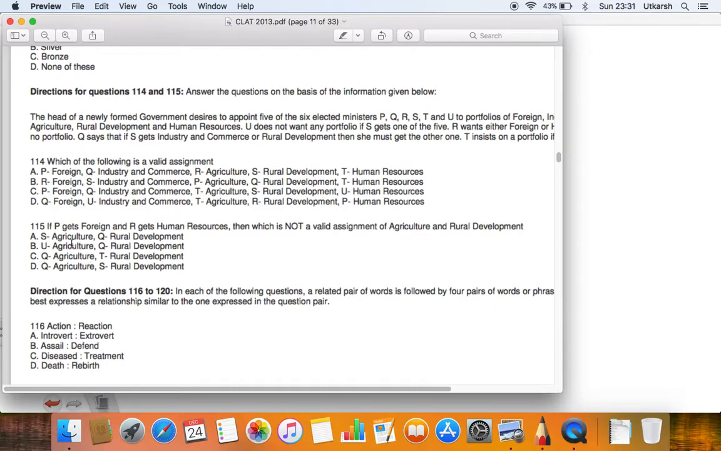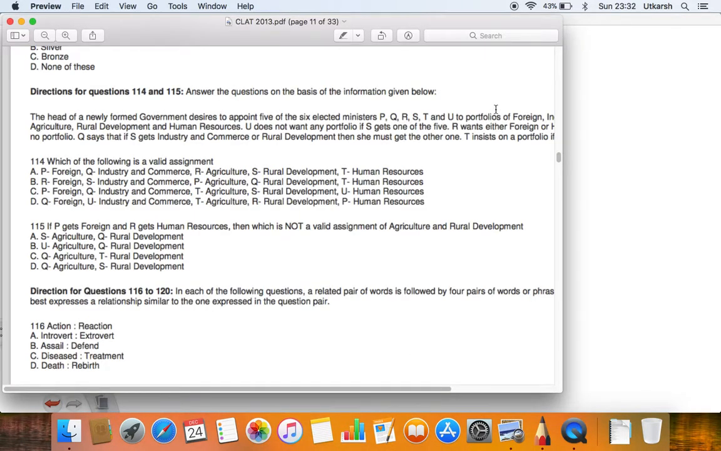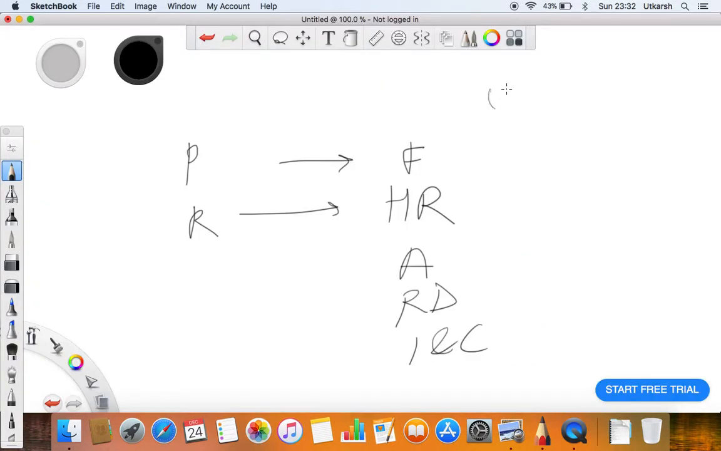So we know S and U cannot be together and P is getting foreign, so T has to be there, right? No, actually, we're just talking about two. Yes, we're just talking about two. So we cannot eliminate here. Which is not a valid assignment? So I think there was this condition. Actually, let's list the conditions again. I'm sorry I deleted them. So we'll quickly list them.